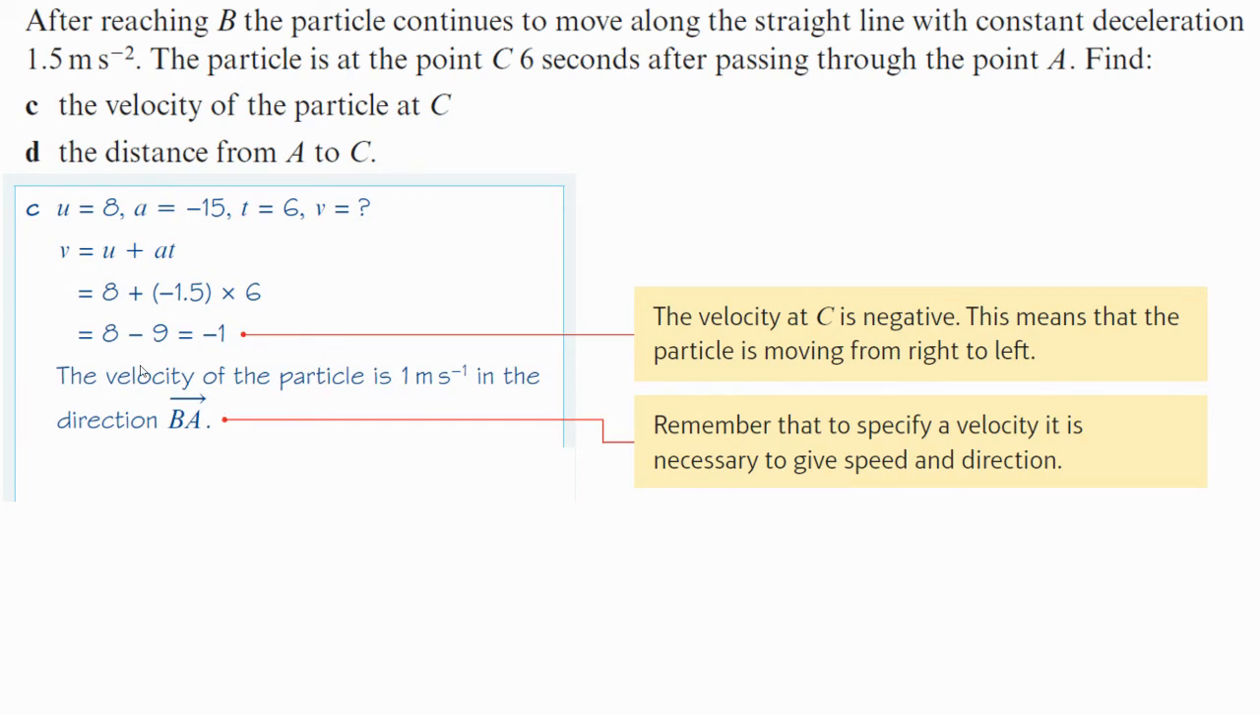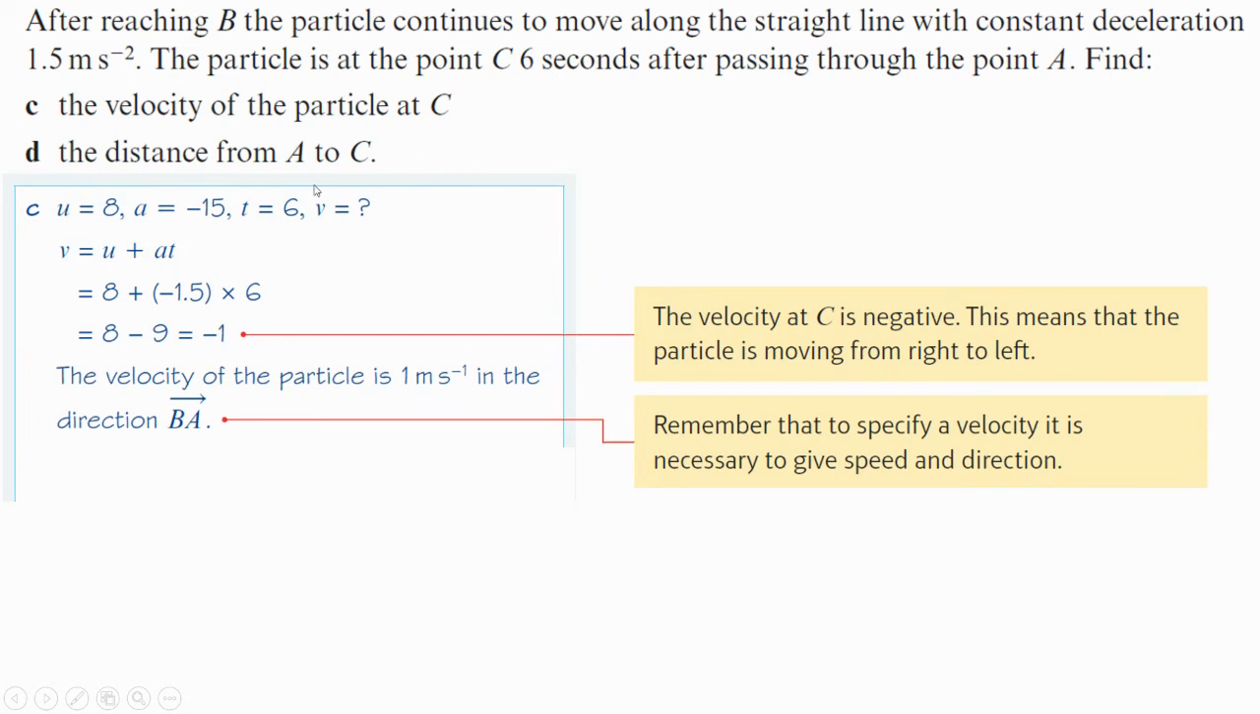So some mark schemes will be more fussy than others. Sometimes if you leave an answer of minus 1 meters per second, that'll be fine. But sometimes it's best to just be really clear and say that it's 1 meter per second in the opposite direction. This means the direction B to A. You can say all these things which are put down as little symbols notation. If you say them in words, that's perfectly fine as well. So if you said the velocity is 1 meter per second in the direction from B to A, that will work just as well.